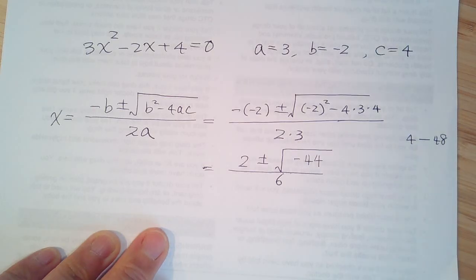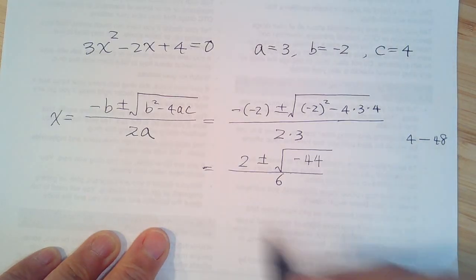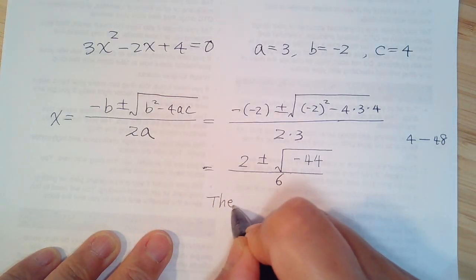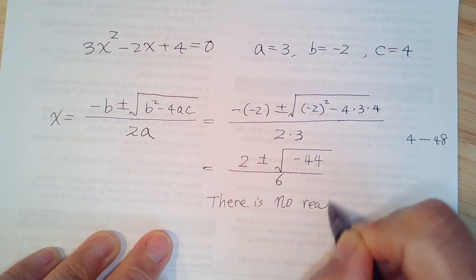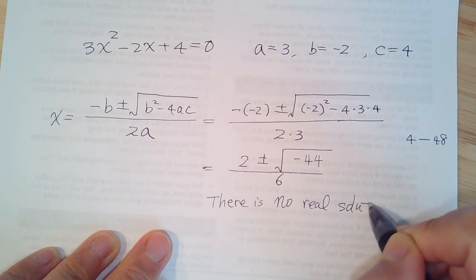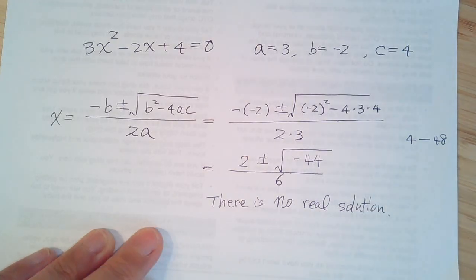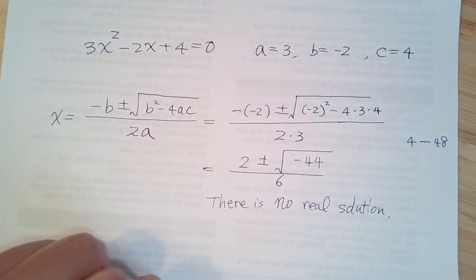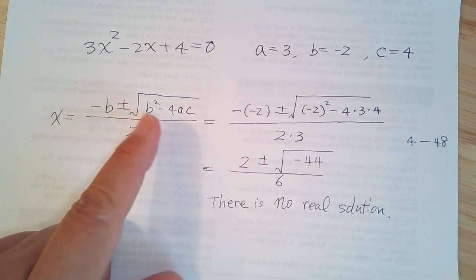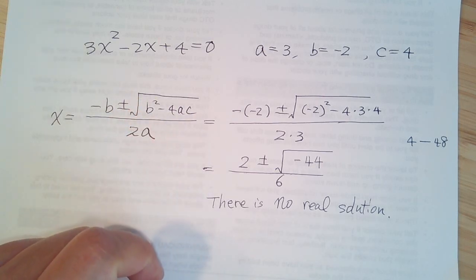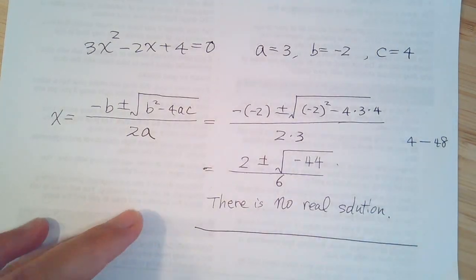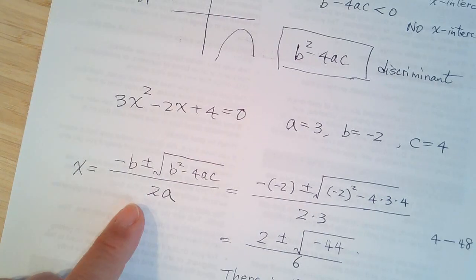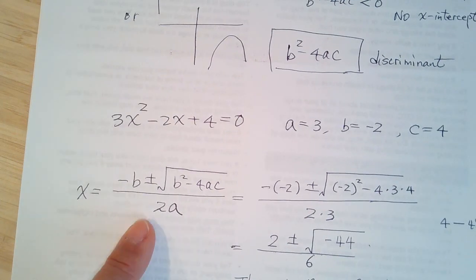That's a negative number. So what are you going to say? You're going to say there is no real solution. Okay. And when you graph that, this graph will not touch or cross your x-axis. Okay. So do you see that? All right. Now, I really hope that you can remember this formula. If not, you might want to write it somewhere so you can always have that handy.